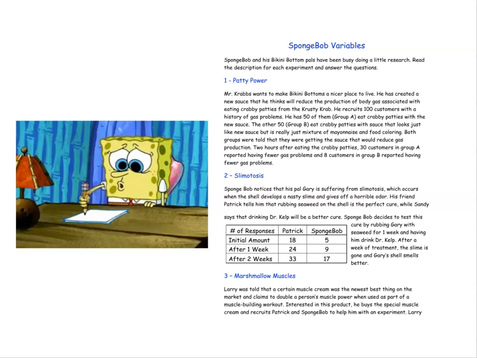Hi everybody. Today we're going to go over our Spongebob Variables activity. A couple of things to remember when you're doing variables. So let's do a little bit of review of vocabulary. You have the control group, which is the group that gets no changes to it.